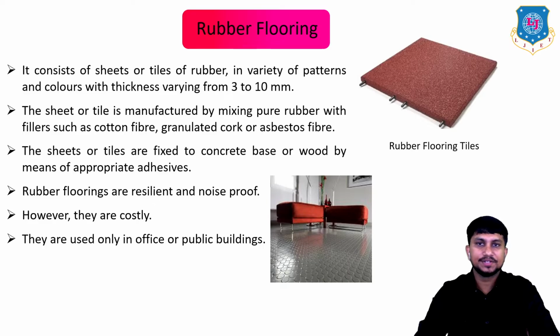Now, next floor finish is rubber flooring. Okay, this is how rubber flooring looks like. It consists of sheets or tiles of rubber in variety of patterns and colors with thickness varying from 3 to 10 mm. The sheet or tile is manufactured by mixing pure rubber with fillers such as cotton fiber, granulated cork, or asbestos fiber. The sheets or tiles are fixed to concrete base or wood by means of appropriate adhesives.